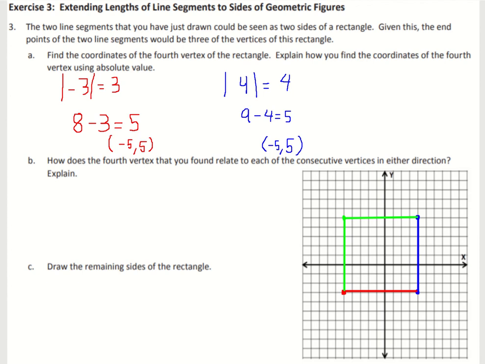Now, how does this fourth vertex that we found relate to each of the consecutive vertices in either direction? Well, we actually touched on this already. For this point, we kept the exact same y value. So we took the y value from its horizontal vertex, and for this one, we kept the same x value.